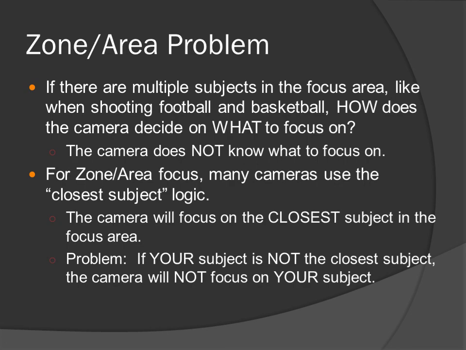Zone area problem. If there are multiple subjects in the focus area, like when shooting football and basketball, how does the camera decide on what to focus on? The camera does not know what to focus on. It does not have a real brain. For zone area focus, many cameras use the closest subject logic. The camera will focus on the closest subject in the focus area. Problem: if your subject is not the closest subject, the camera will not focus on your subject.